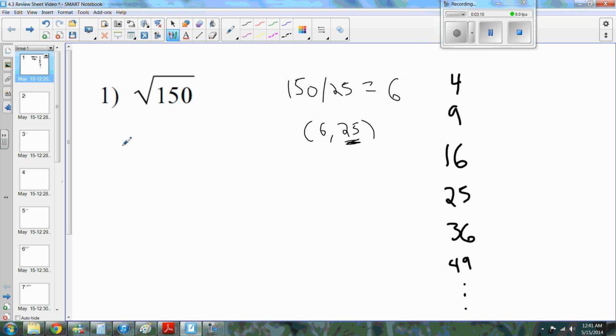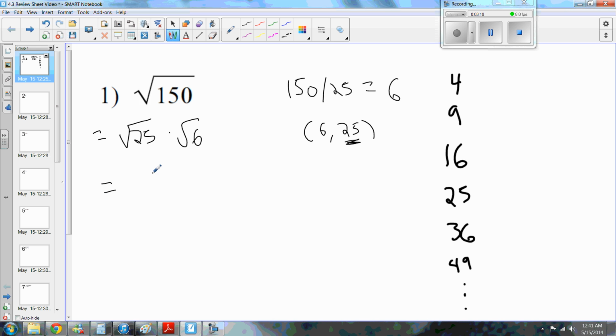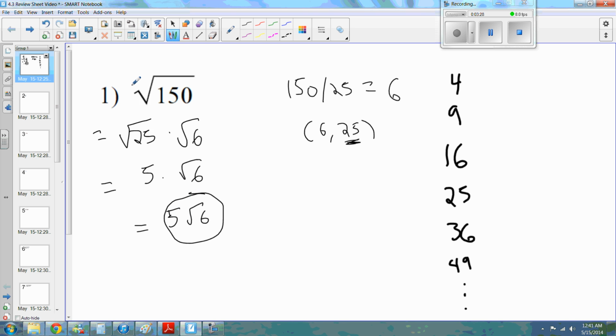As a result, root 150 breaks up into 25 and root 6. The square root of 25 is 5. So I have 5 times root 6, which we just write as 5 root 6. Final answer.